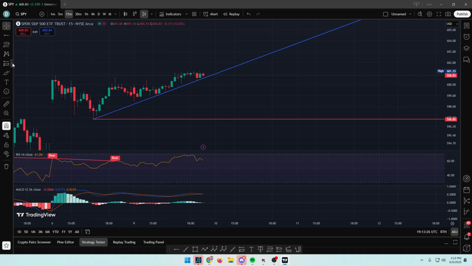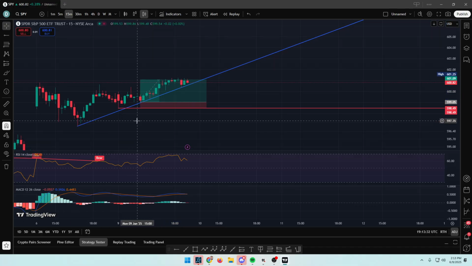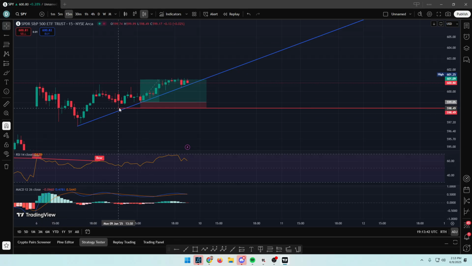So on this, I probably wouldn't have entered until right here. At that point, that's going to be my stop loss right there. This previous level is also this level over here, and I'm looking across multiple time frames here. That's a strong support level. So that's my stop loss, and I'm just holding it.